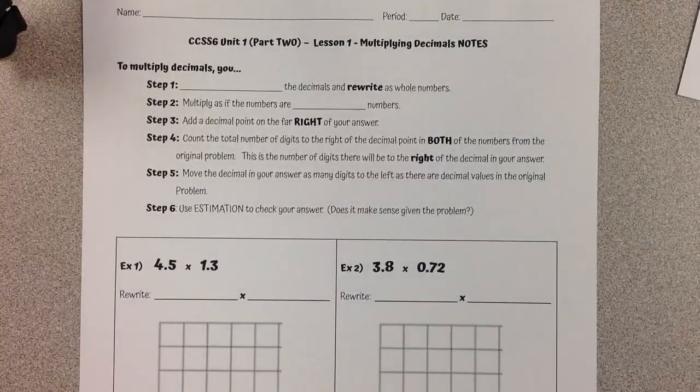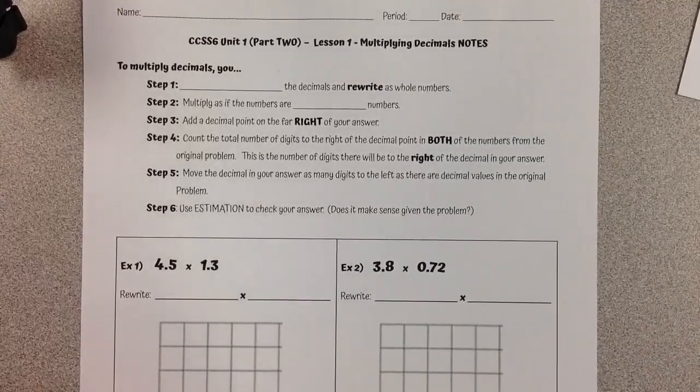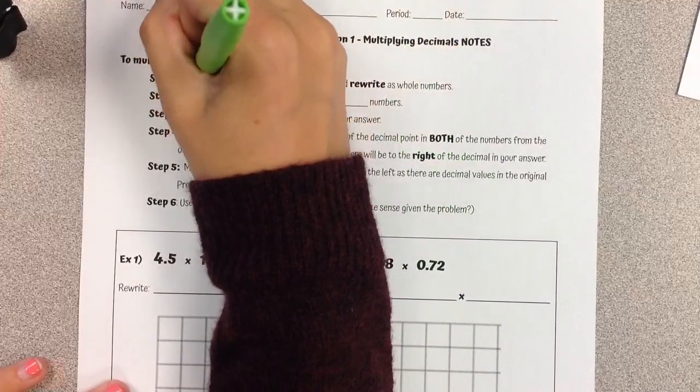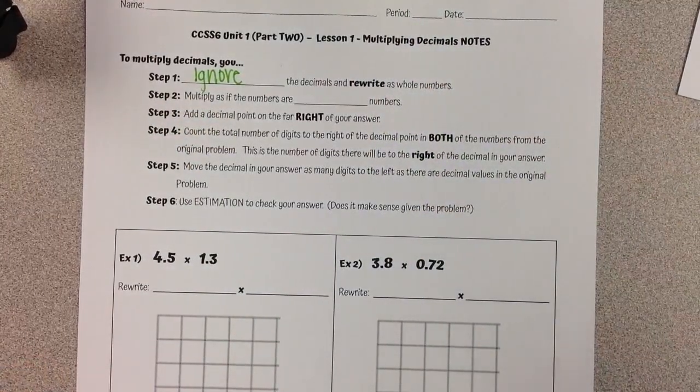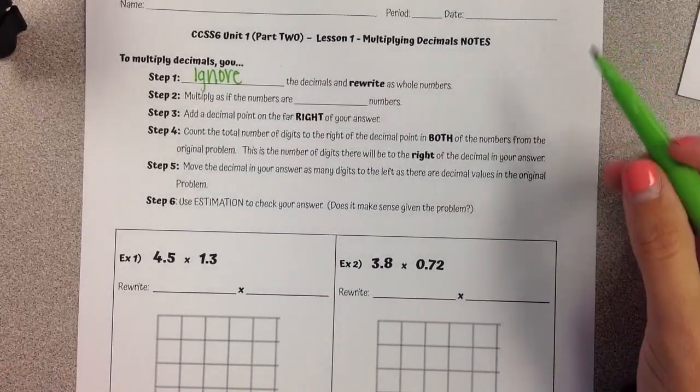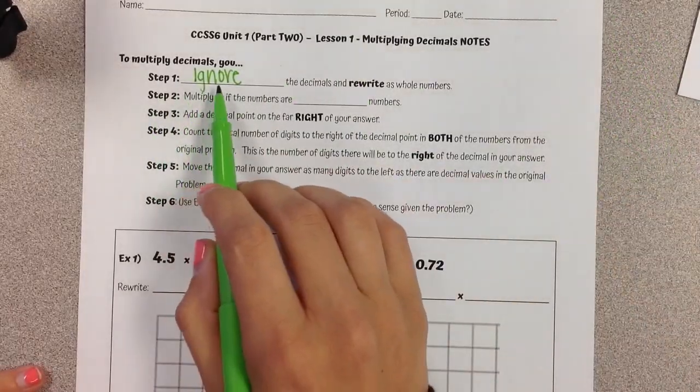Today we're going to talk about multiplying decimals. To multiply decimals, it's very similar to multiplying whole numbers. We are actually going to ignore the decimals and rewrite as whole numbers. So we ignore the decimals.